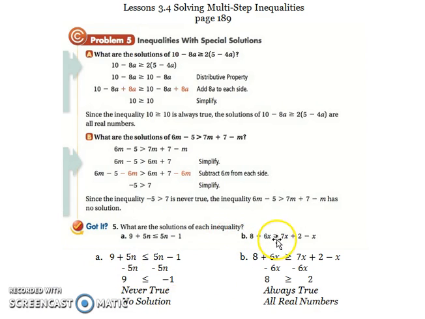8 plus 6x greater than or equal to 7x plus 2 minus x. Again, we got to combine these first, which is a positive 6x. So we're going to subtract 6x from both sides. That leaves an 8 on this side and a 2 on this side. Now this is, again, no variables, but this is a true statement, which means it's always going to be true. So you can put any number in there and make it work. So it's all real numbers.